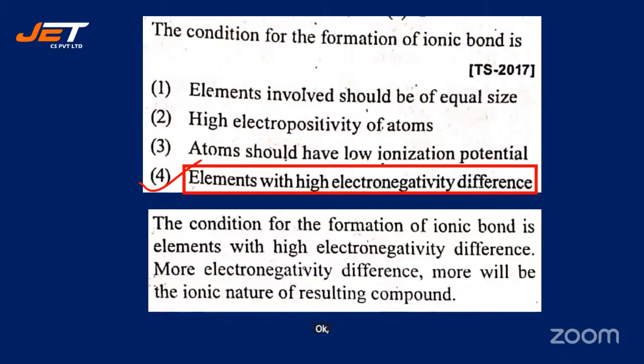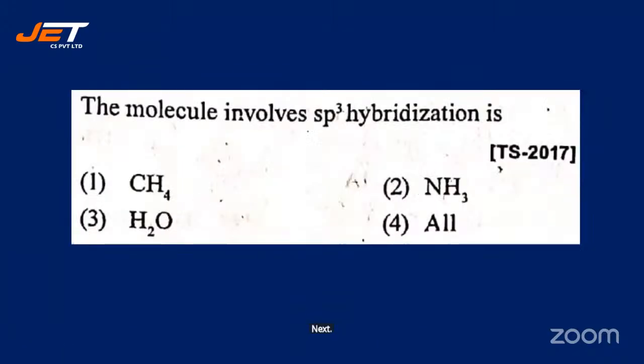Compound ionic ga unte electronegativity difference is higher. Next. The molecule which involves sp3 hybridization is: methane, ammonia, water? Which molecule is having sp3 hybridization?